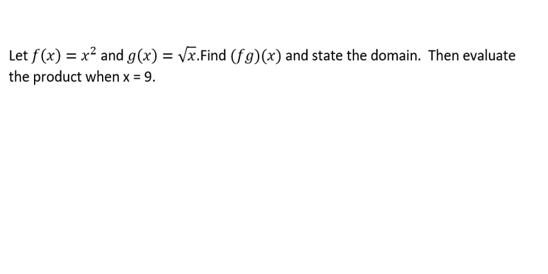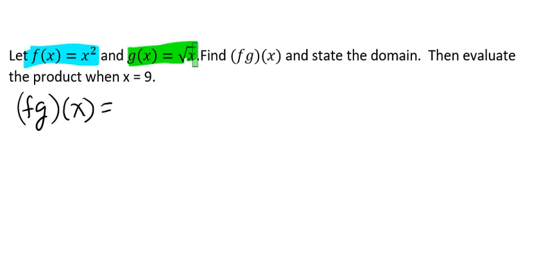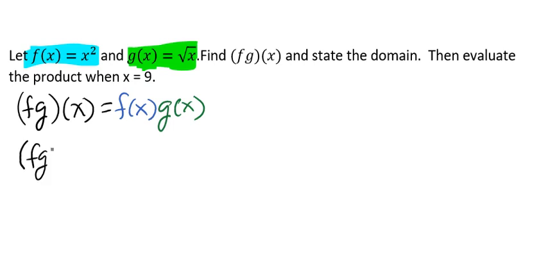So when we want to find the product of two functions, let's say f and g of x, where our first function is f of x, and our second equation is our g of x, then all we need to do is take our f of x and multiply that with our g of x. So to find the product of f and g of x, we're going to plug in x squared because that's our f of x, and then we're going to multiply that by our g of x, which is the square root of x.